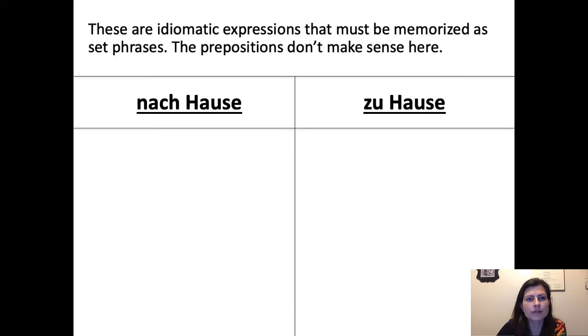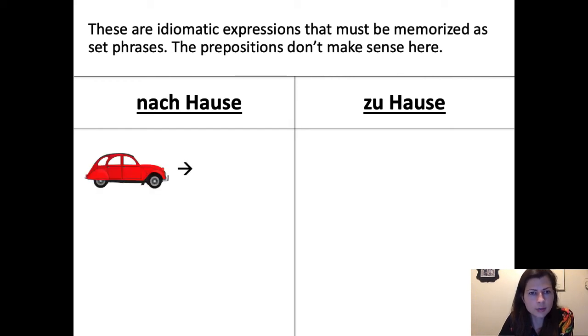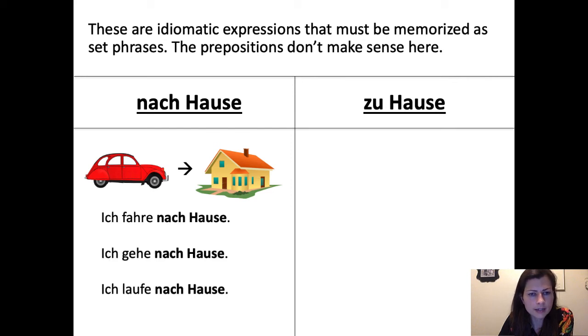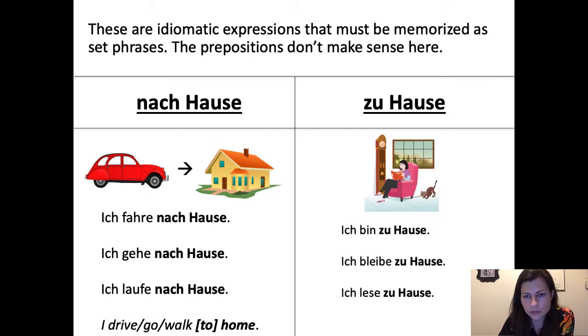Okay, and then these idiomatic expressions must be memorized as set phrases. The nach and the zu don't make sense in this context. You just have to memorize that nach Hause means going home. Ich fahre nach Hause, ich gehe nach Hause, ich laufe nach Hause. It's with the movement, right? But then zu Hause means no movement. Ich bin zu Hause, ich bleibe zu Hause, ich lese zu Hause. I am at home, I stay at home, I read at home, whatever it is, I do at home. So you just have to memorize that nach Hause and zu Hause are set phrases that mean different things.